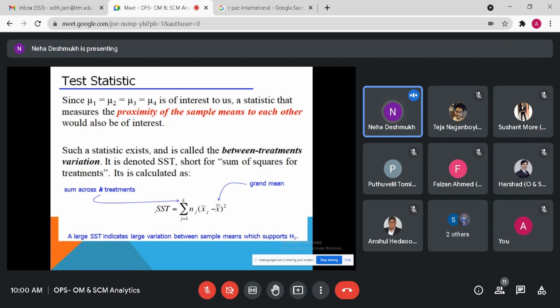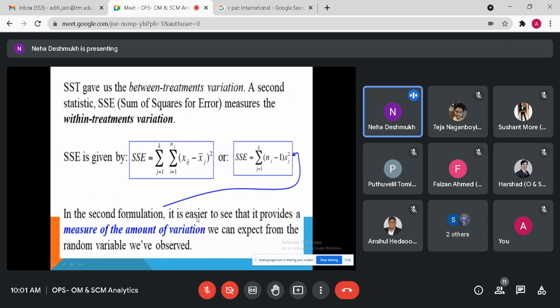First is SST. SST is calculated by this formula, sum of squares for treatments. Then SST gives us the between treatment variation, between the samples. A second statistic, SSE, sum of squares of error, measures the within treatment variation. You can calculate SSE by this formula.